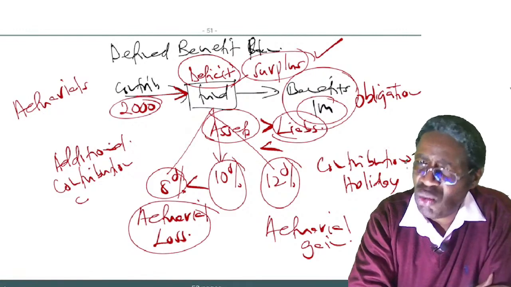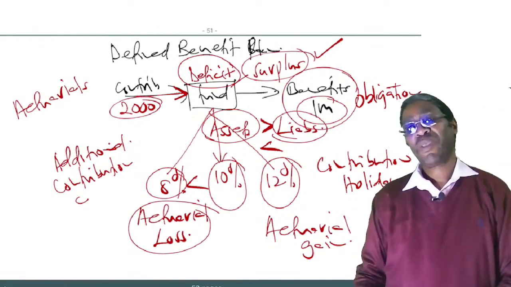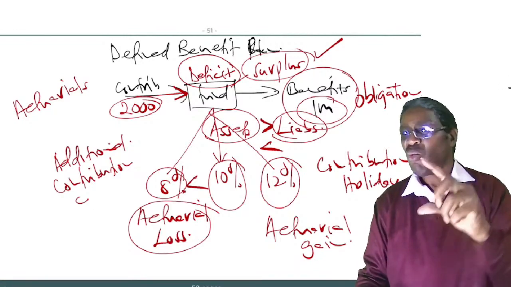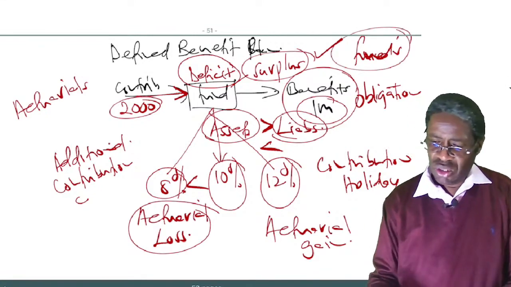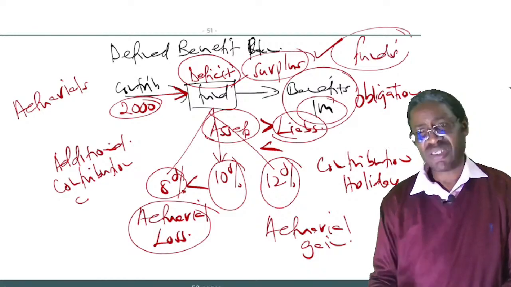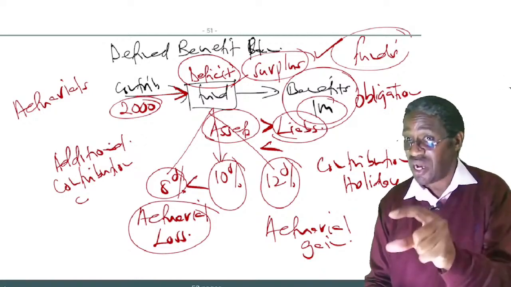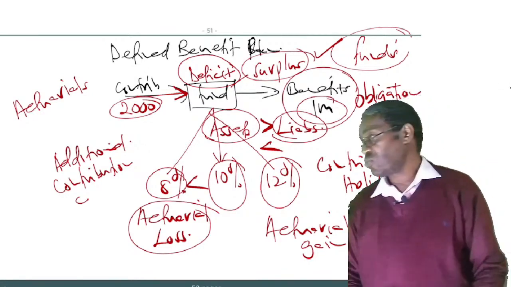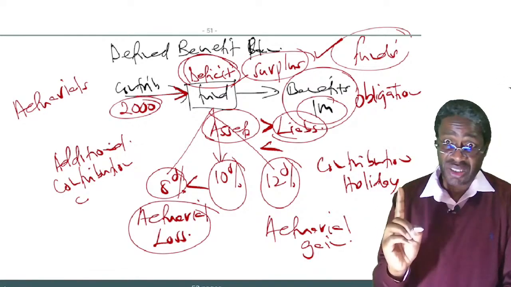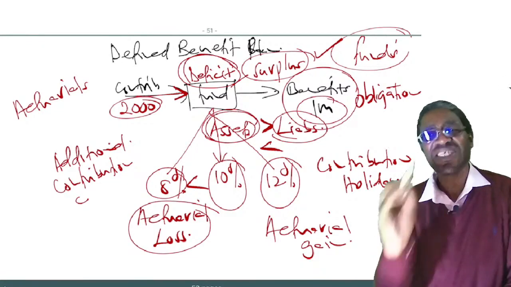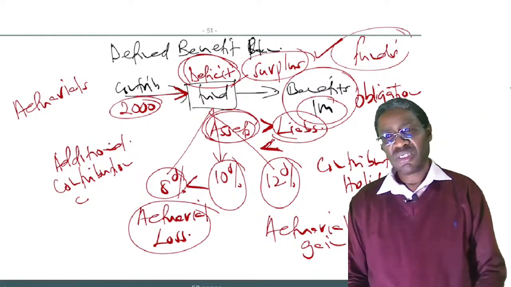So when you are told to define what is an experience surplus and what is an experience deficit, then we are saying, listen now, an experience surplus occurs where the fund's assets are more than the fund's liabilities. That gives rise to what we are calling an experience surplus. An experience deficit occurs when the assets of the fund are less than the liabilities of the fund. That will give rise to what we are calling an experience deficit.